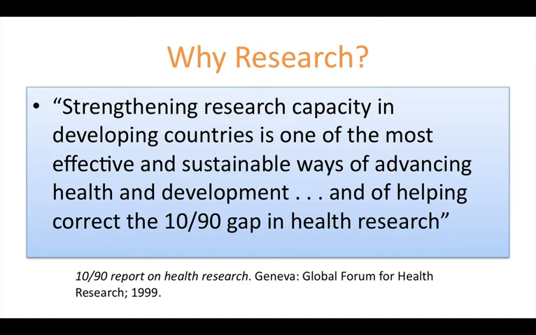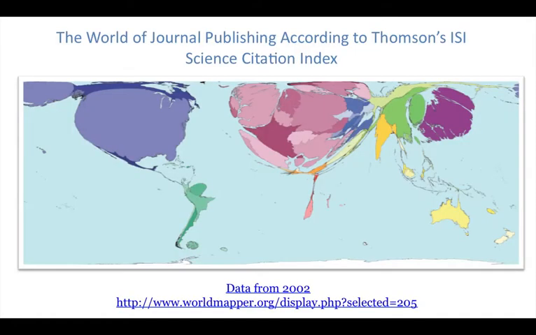And what this report points to in terms of the 10/90 gap of neglected diseases is also applicable to neglected knowledge. And I would argue that a lot of the reason for neglect has to do with a world system that values certain kinds of research and scholarship and ignores other kinds of scholarship emanating from the global south.